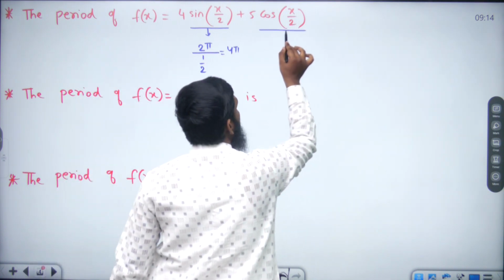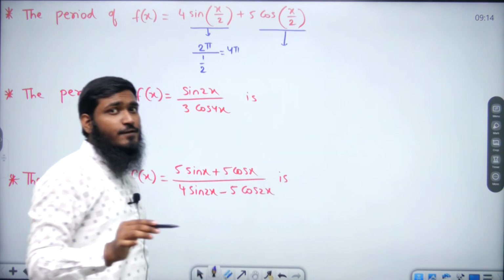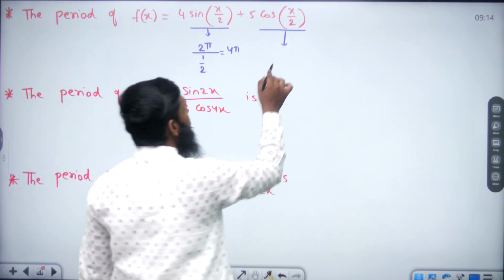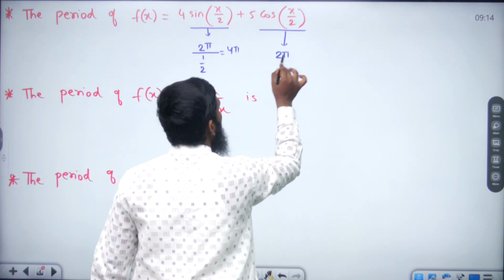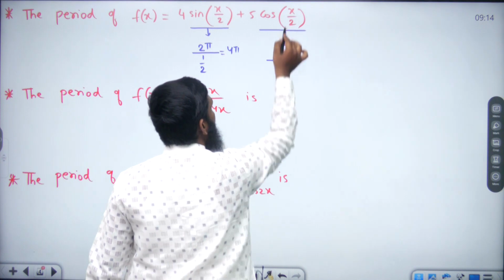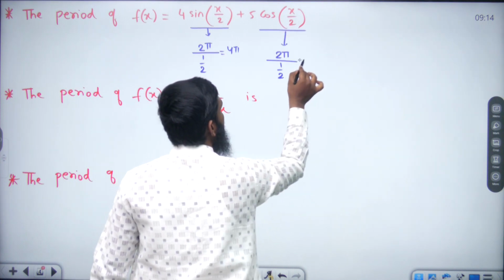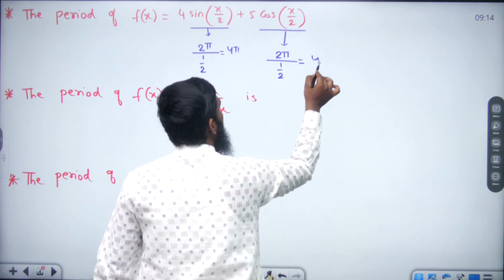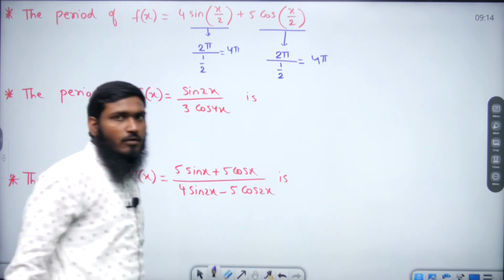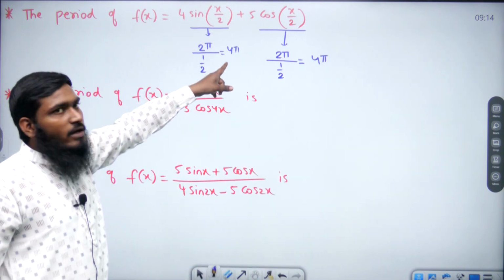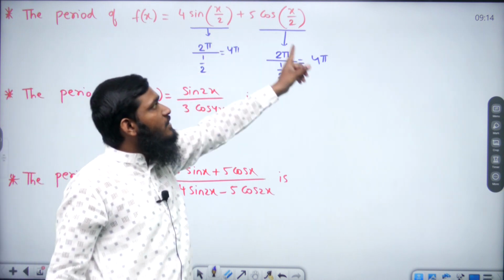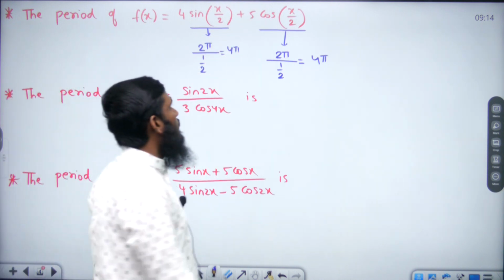Now coming to this part. Again for the cos function also, the T value is equal to 2 pi divided by 1 by 2, which is equal to 2 twos are 4 pi. Okay. Now for this function we got the period as 4 pi. For this function also we got the period as 4 pi.